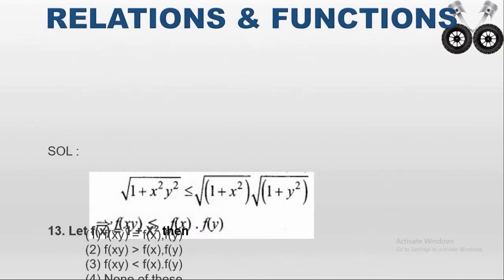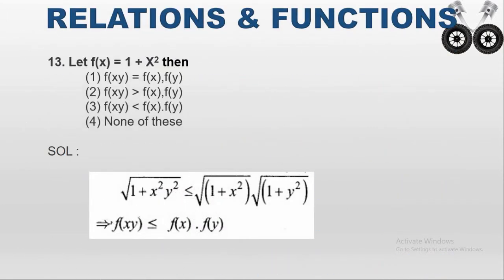Next one is question number 13. Let f of x equal to square root of 1 plus x square, then. What is the problem given here? F of x is given as square root of 1 plus x square. Then we have to find which one of the given conditions is correct.